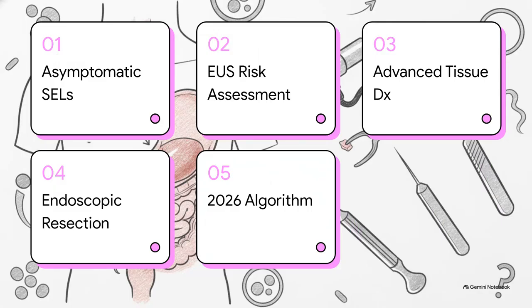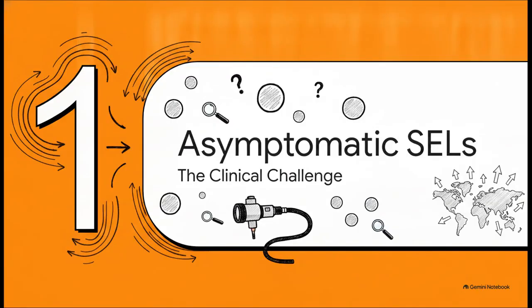Here's our clinical roadmap. We'll be hitting the asymptomatic SEL challenge, EUS-based risk assessment, advanced tissue acquisition, modern endoscopic resection options, and wrapping up with the new 2026 management algorithm. Section 1, the asymptomatic SEL challenge.